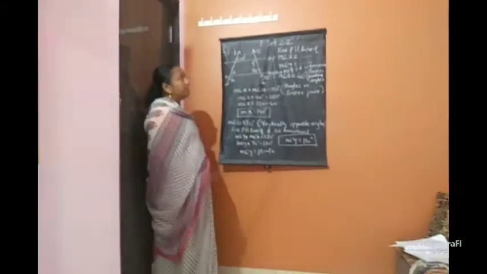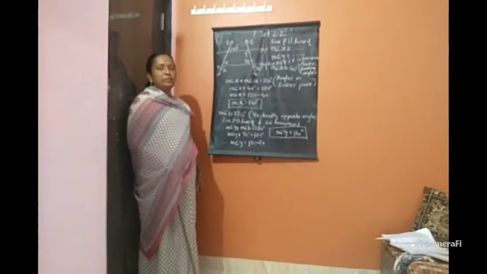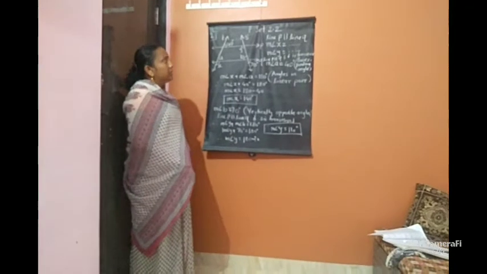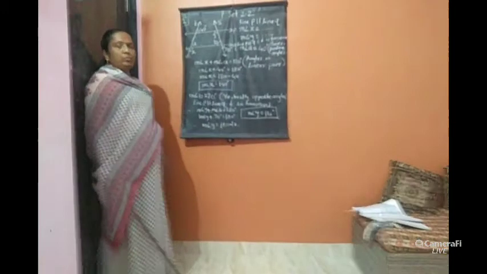Students, in the last lecture we saw the properties of angles formed by a transversal when it intersects two parallel lines. Today we will see the second and fourth examples of practice set number 2.2.